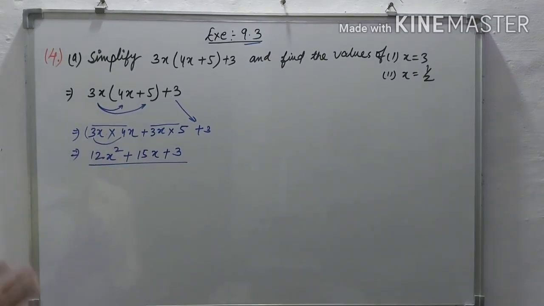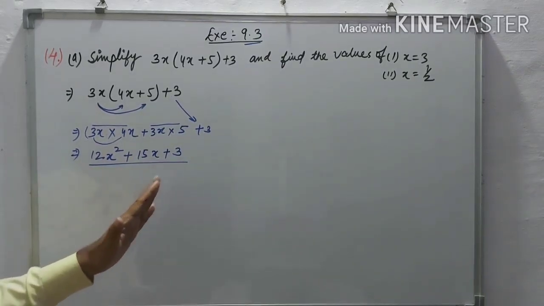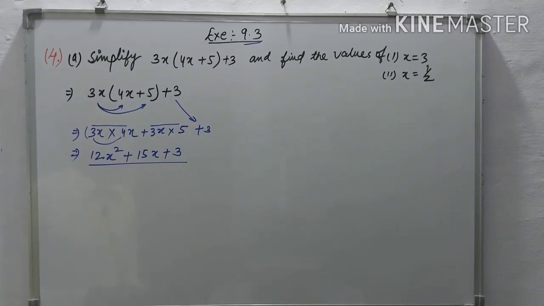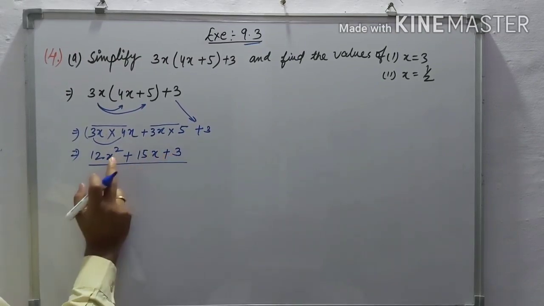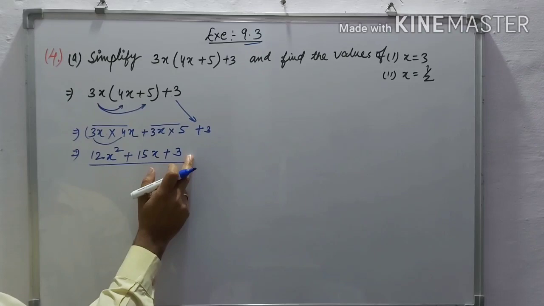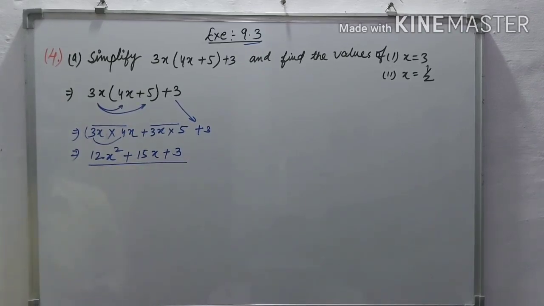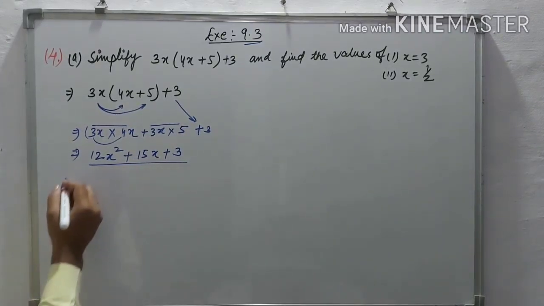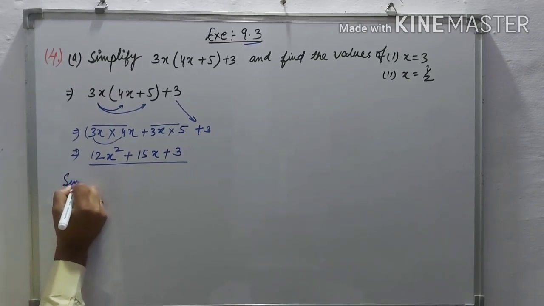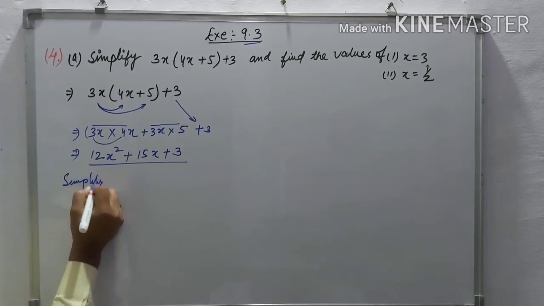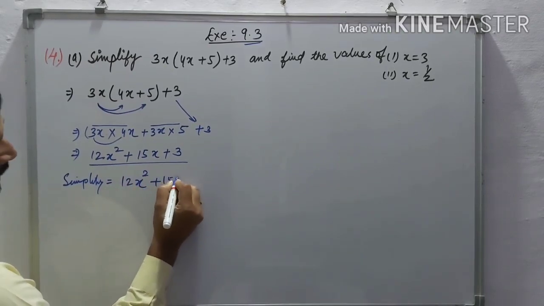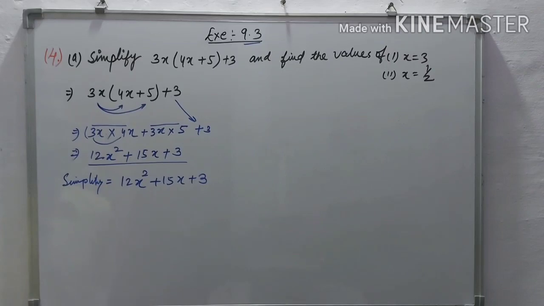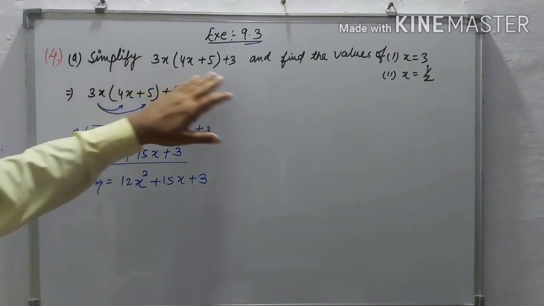Okay, now you check if in this expression there are any like terms, because like terms you add and subtract. So here 12x square, 15x and 3, here is x square, x, and here is not x, so they are all unlike terms. Okay, so the simplified form is 12x square plus 15x plus 3. Okay, this is the simplified form. The first part is done.